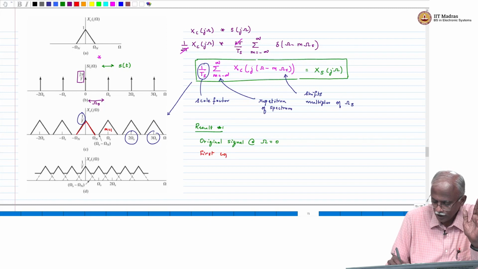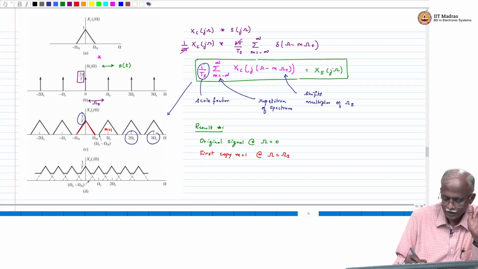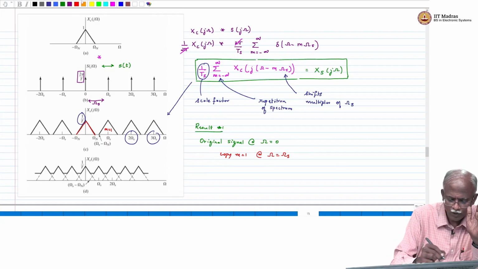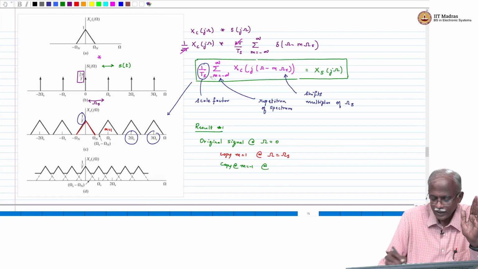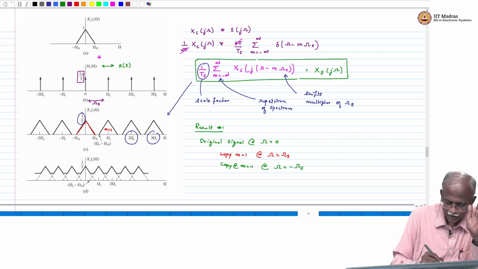The first copy corresponding to m equal to 1 occurs at omega equal to omega s. So the copy at m equal to 1, and then you have another copy at m equal to minus 1. That corresponds to the center frequency omega equal to minus omega s. So this is m equal to minus 1.